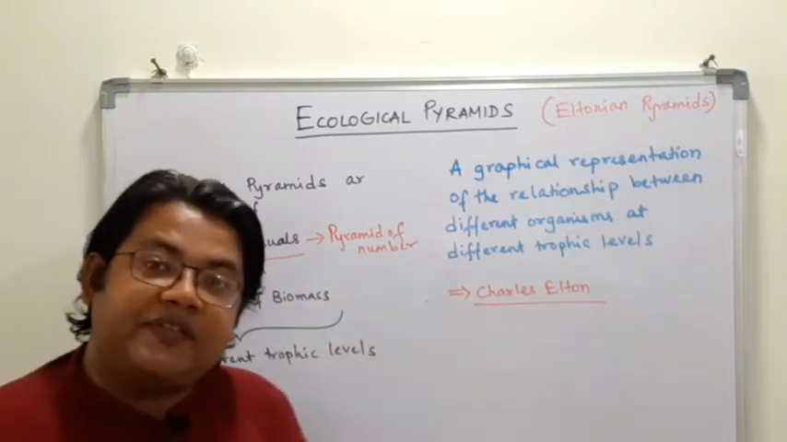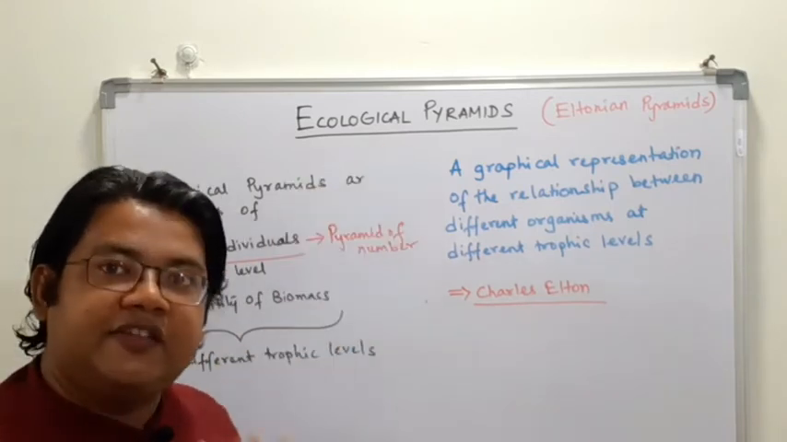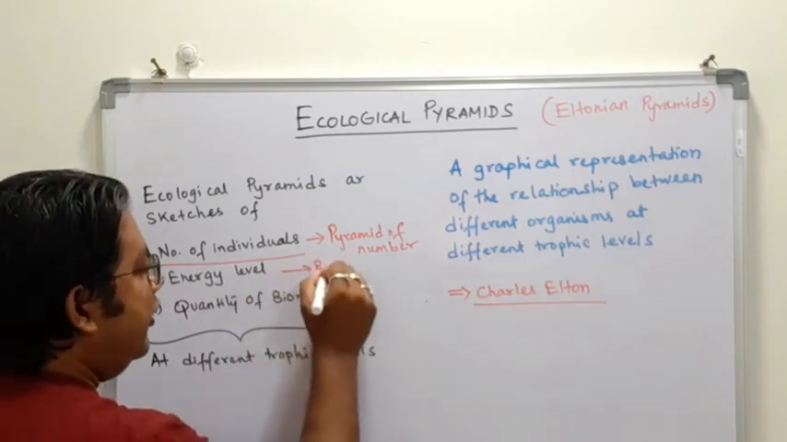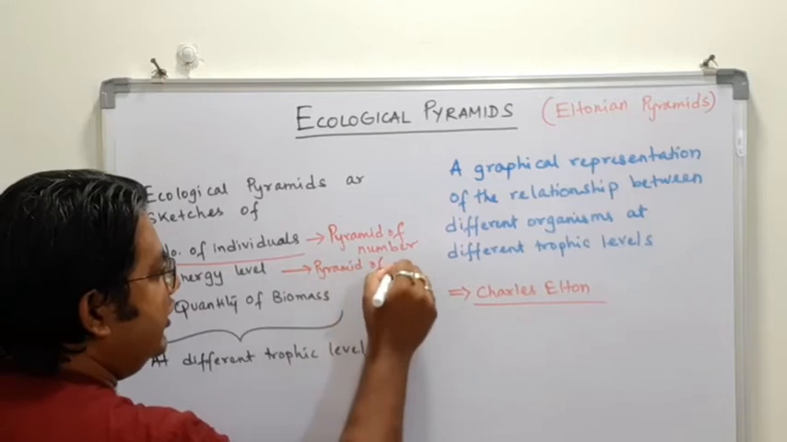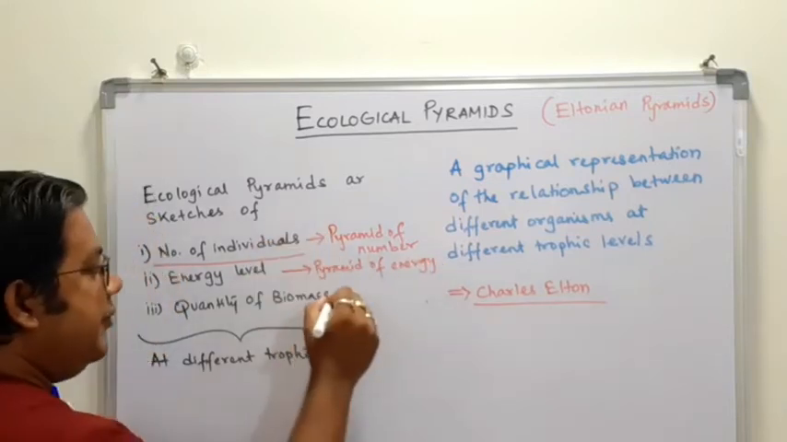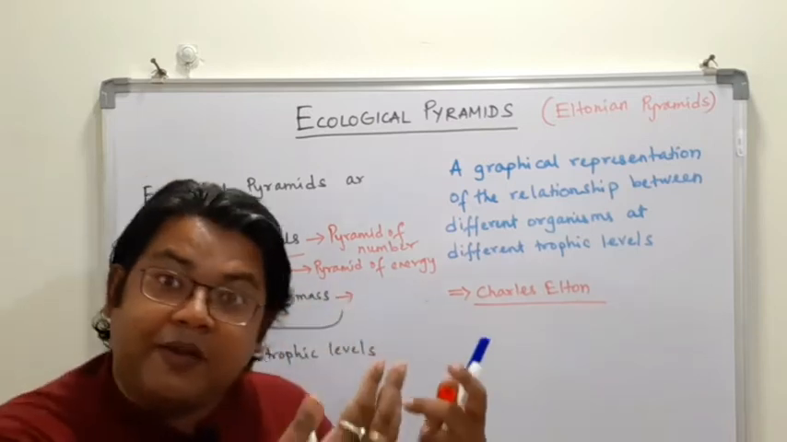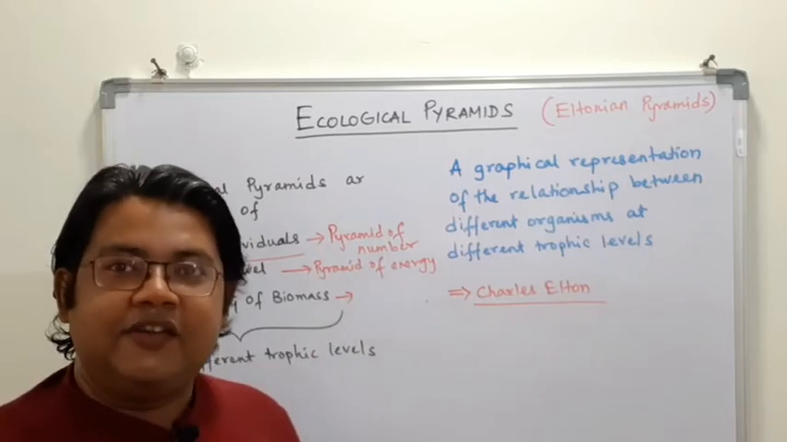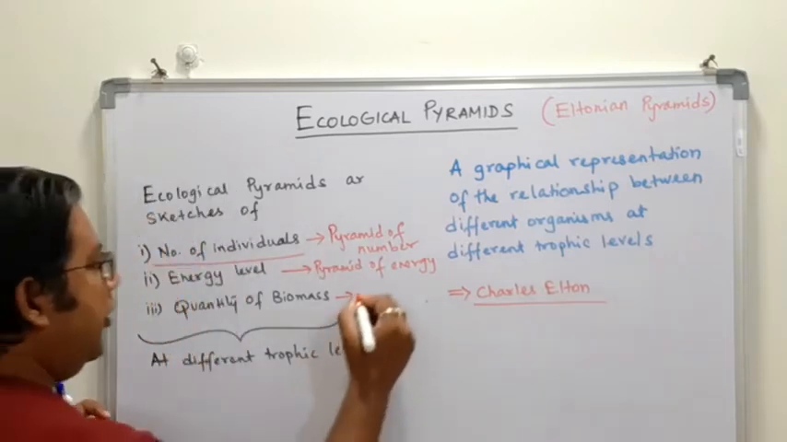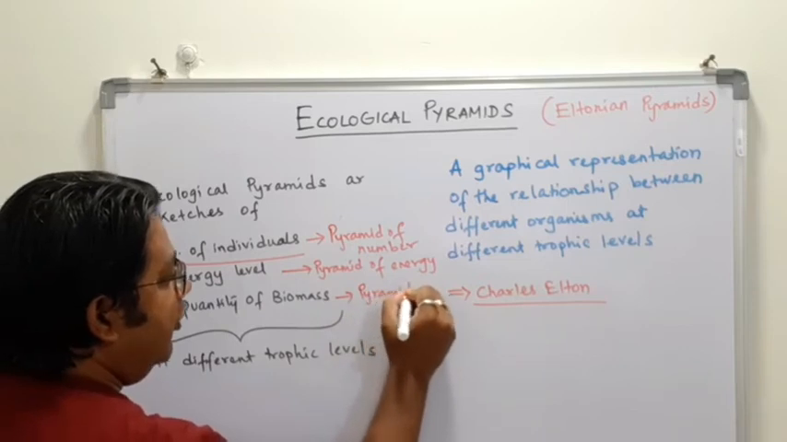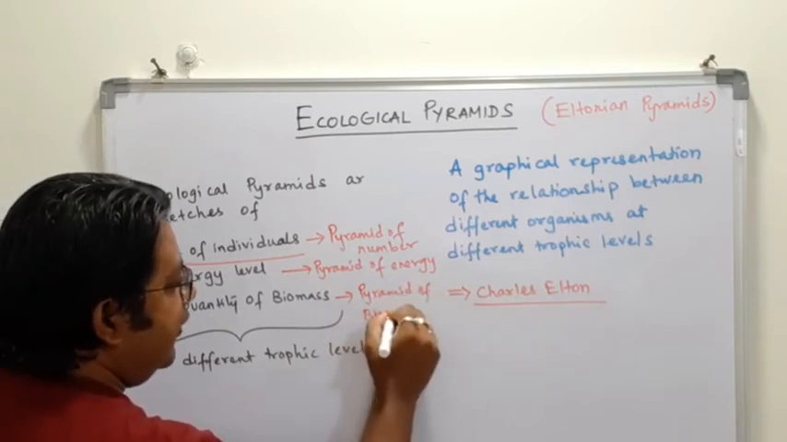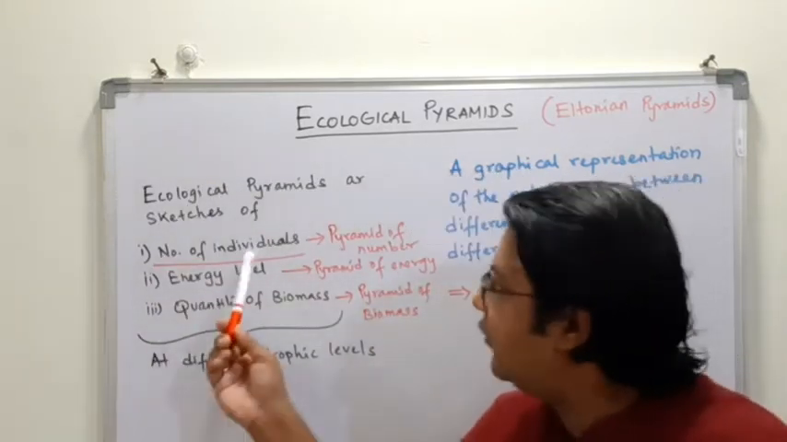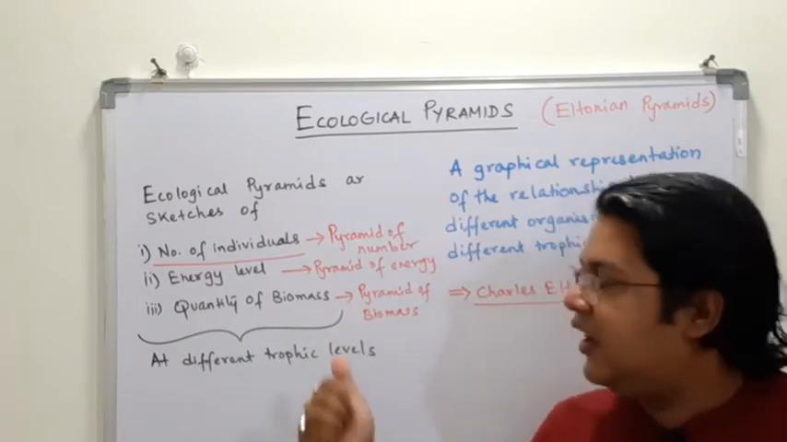If you want to graphically represent the amount of energy at different trophic levels in an ecosystem, that representation is called pyramid of energy. And similarly, if you want to make a graphical representation of the quantity of biomass at the different trophic levels, that representation is called pyramid of biomass. So there are three types of ecological pyramids. We have the pyramid of number, pyramid of energy, and the pyramid of biomass.